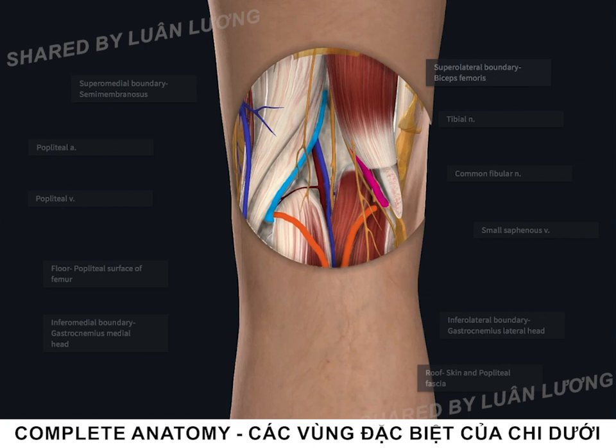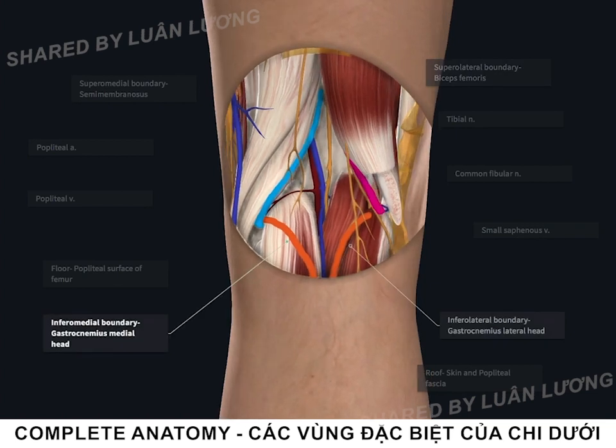On the inferior aspect, we're going to have one muscle form both the medial and lateral boundaries: the gastrocnemius muscle. The medial head of the gastrocnemius forms the inferomedial border of the popliteal fossa, while the gastrocnemius lateral head forms the lateral boundary.